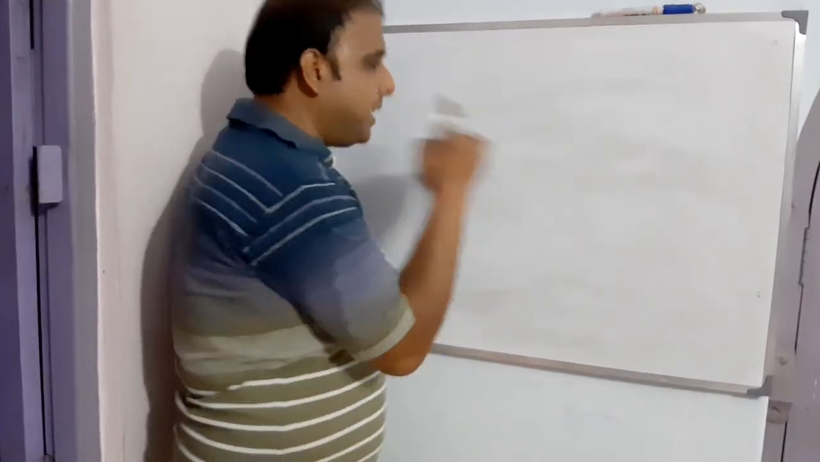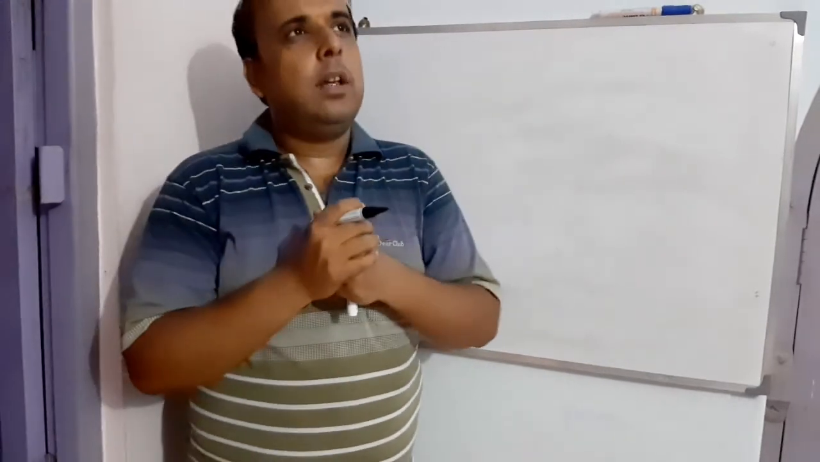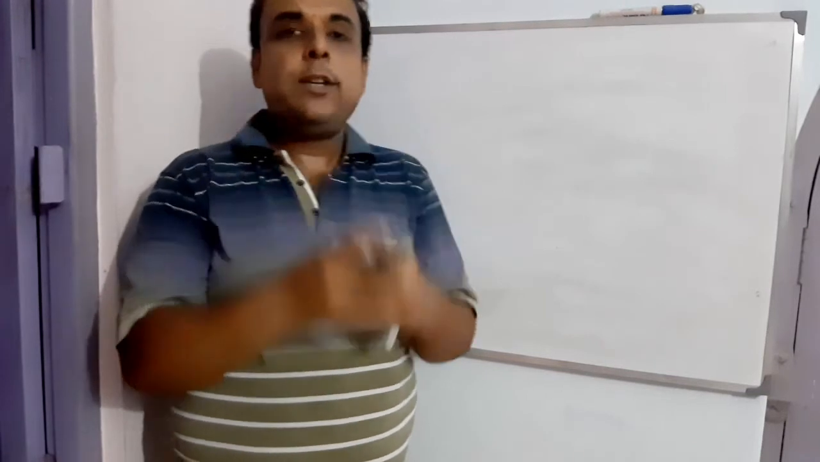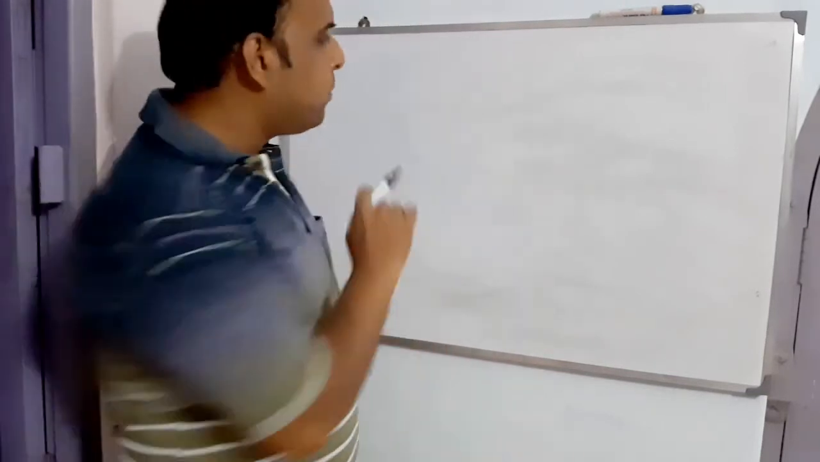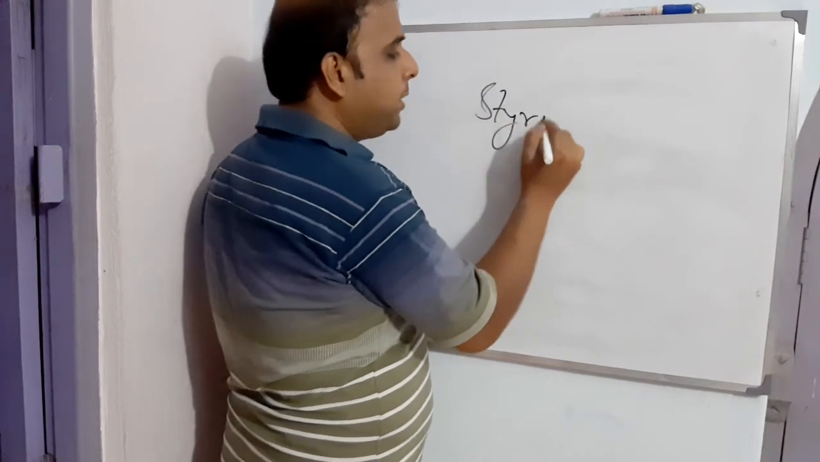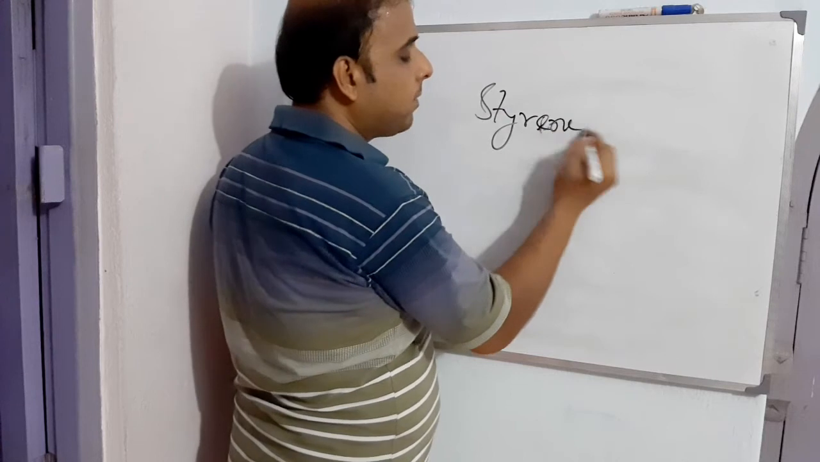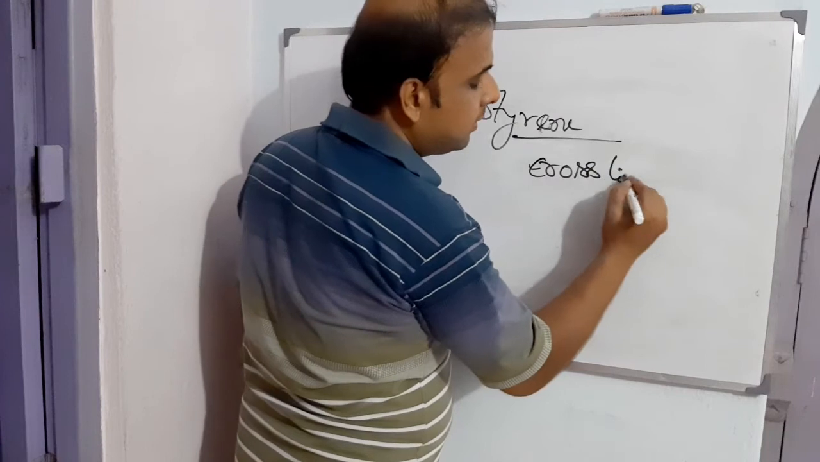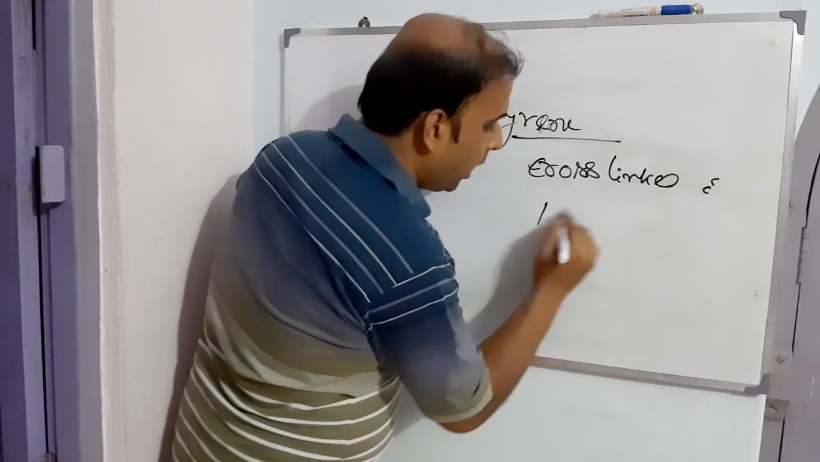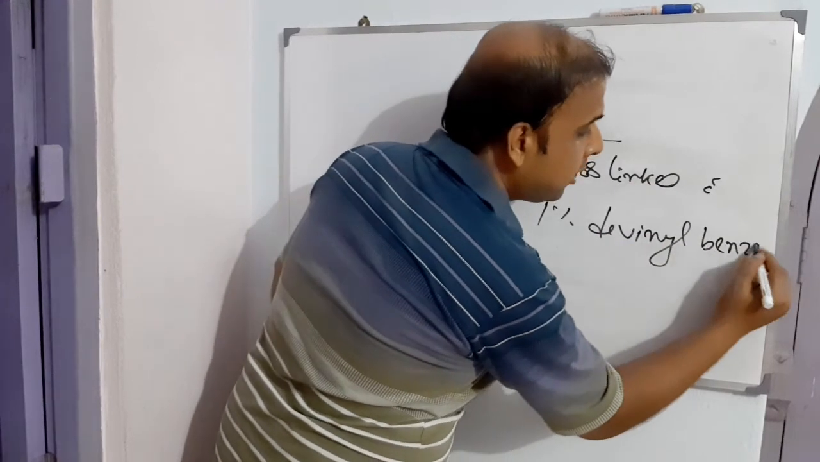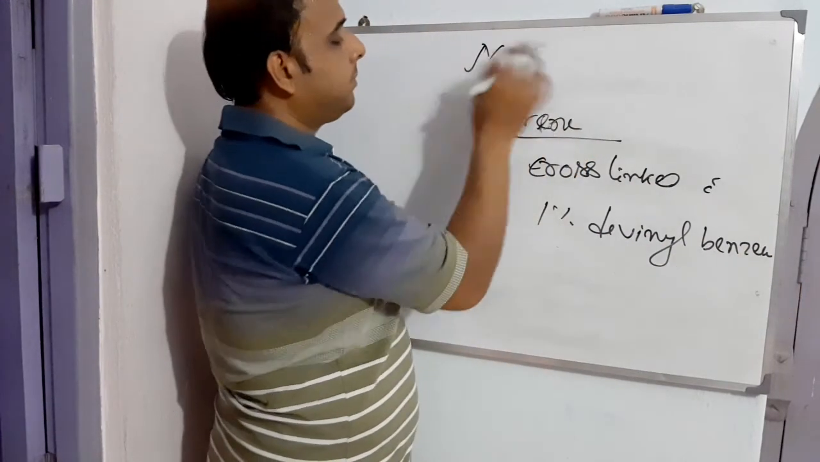So in the Merrifield resin, the composition is basically polystyrenes, cross-linked with 1% divinyl benzene, right? This was the combination. So here the composition is styrene which is cross-linked with 1% divinyl benzene. So this is the composition of Merrifield resin.